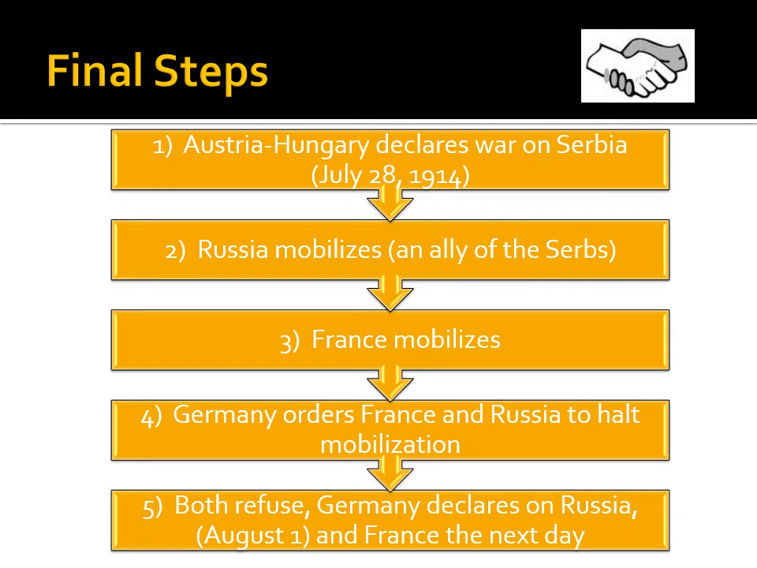Final steps. As mentioned earlier, Austria-Hungary declared war on Serbia July 28, 1914. As a result, Russia mobilized as an ally of Serbia. France then mobilized because they were allied with Russia and also worried about Germany. Germany ordered both France and Russia to halt mobilization because they stand directly in between those two countries. Both France and Russia refused. Germany then declared war on Russia on August 1st and then France the next day.